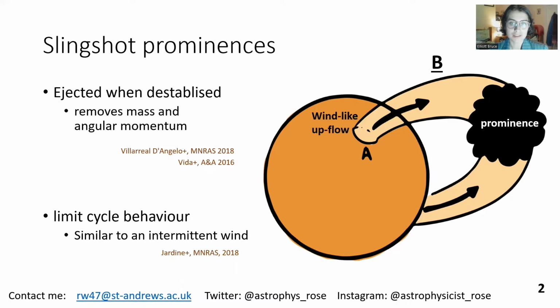And in some stars, we would expect to see limit cycle behavior. So this is when prominences form and eventually become unstable, so they're ejected. But the magnetic field is pretty stable over the long term, so it reestablishes itself and prominences reform, they're ejected. And this cycle just repeats. And this is similar to an intermittent wind, similar to the wind just switching on and off.